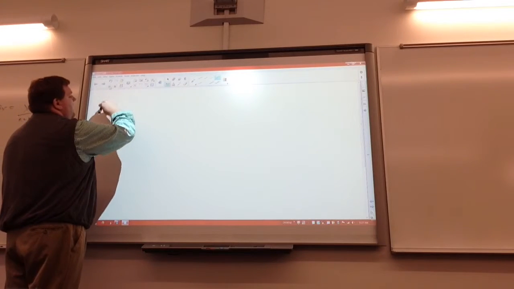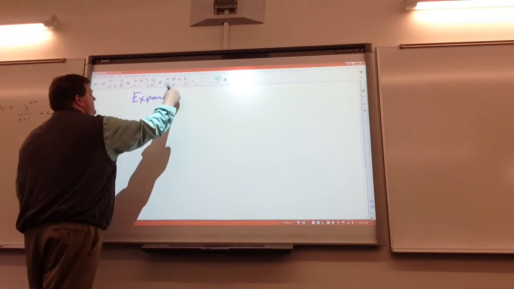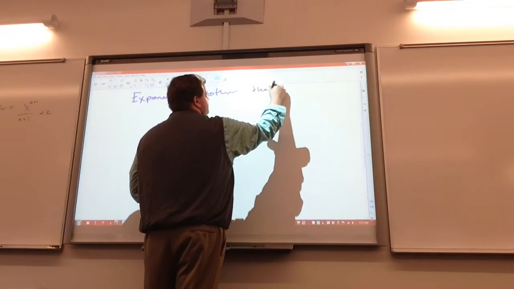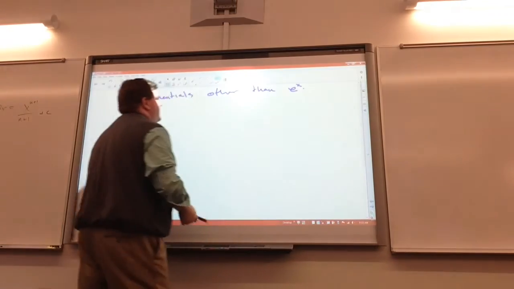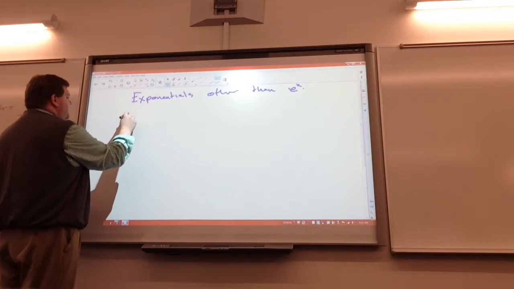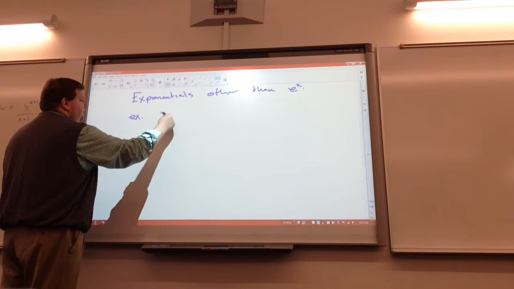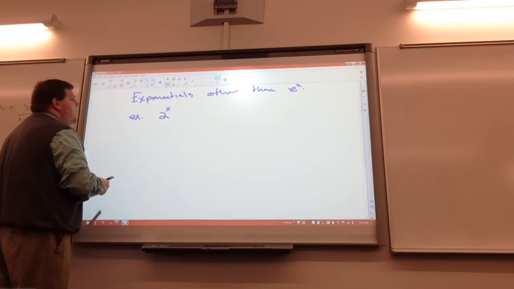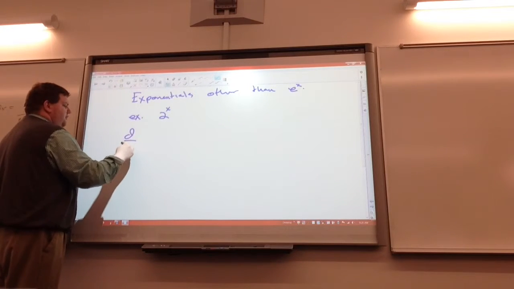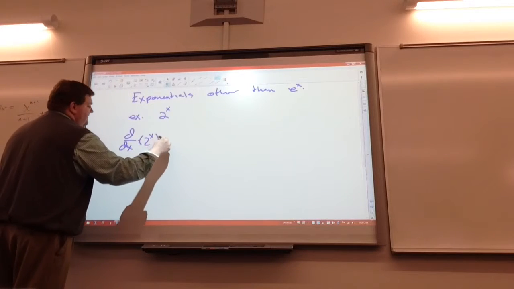Okay, so basically, exponentials other than e to the x. The first one we're going to deal with, let's keep it simple, we'll do 2 to the x. And what I want to know is what the derivative with respect to x of 2 to the x is equal to.